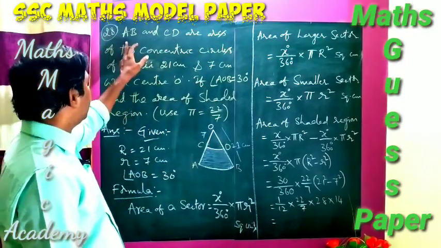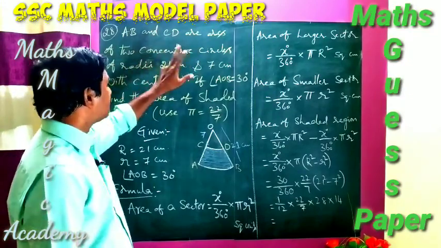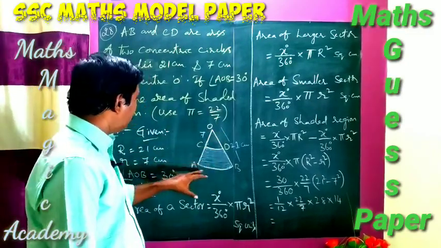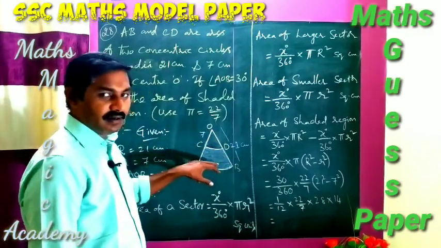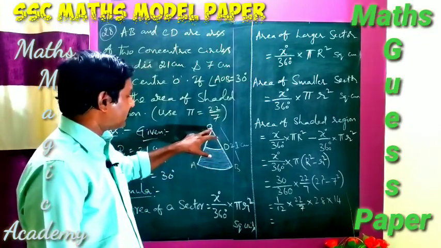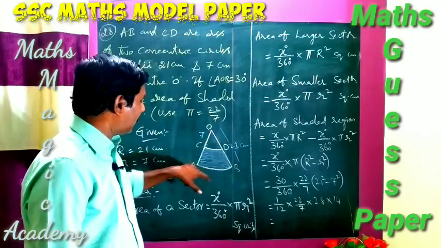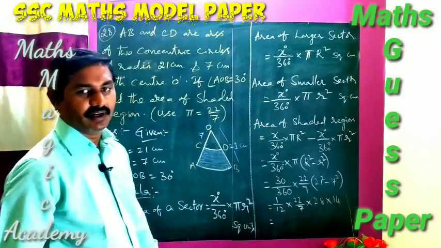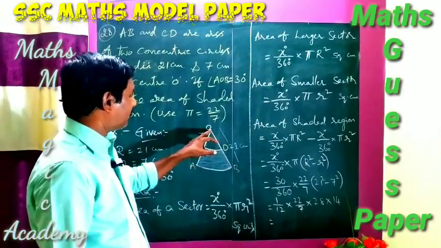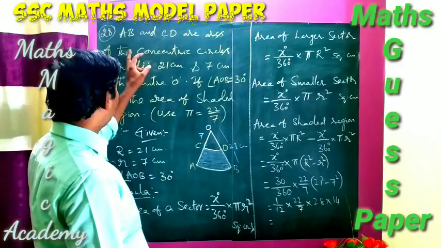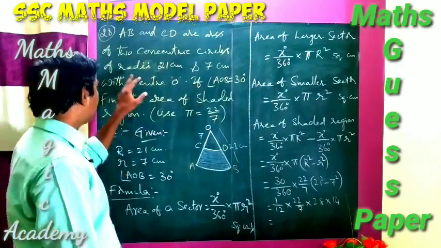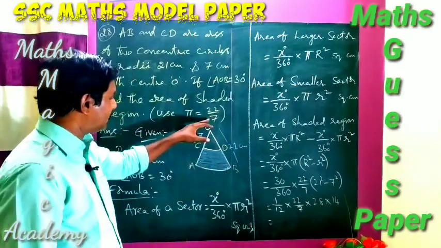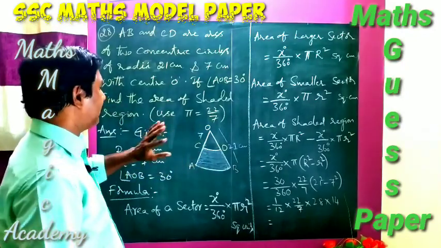Here they given AB and CD are arcs of two concentric circles. Already we discussed in the previous problem concentric circles. Like that, here AB and CD, these two are arcs of two concentric circles. Concentric circles means what? O is the common center for AB circle and CD circle. So like this big circle will be there, here also big circle will be there. For those two circles, common center is O. Like that, here AB and CD are arcs of two concentric circles of radius 21 centimeters and 7 centimeters. So this is a 21 centimeters big one, 7 centimeters is small circle. That is the radius is given.